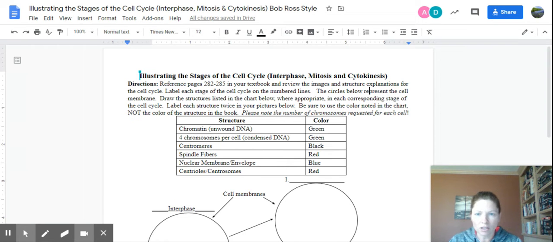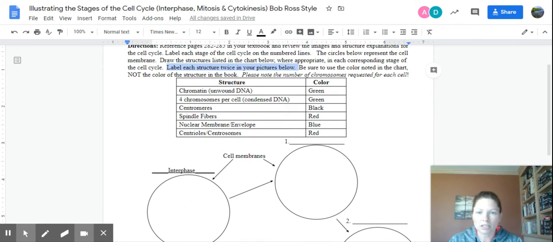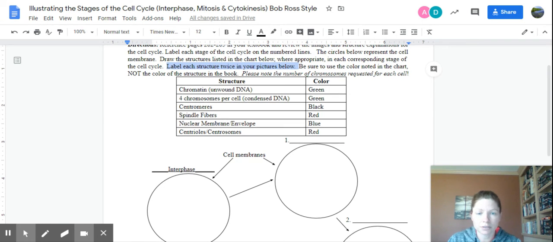Another detail in the directions where it says label each structure twice in your pictures below. What I mean by that is you should have chromatin labeled somewhere in these images twice. Your chromosomes should be labeled somewhere twice. So don't label the same structure twice, but where that appears and where it's appropriate to appear in each of those cells, make sure you have those actually labeled.